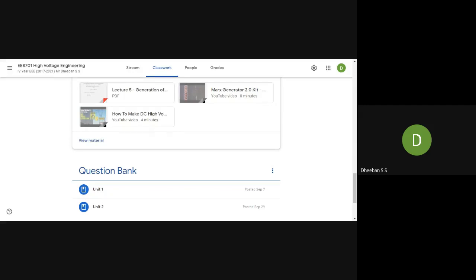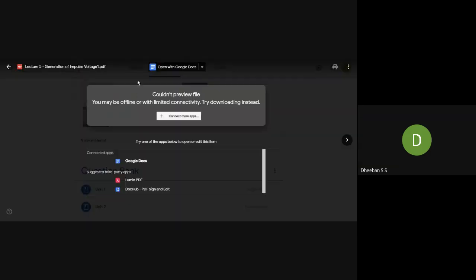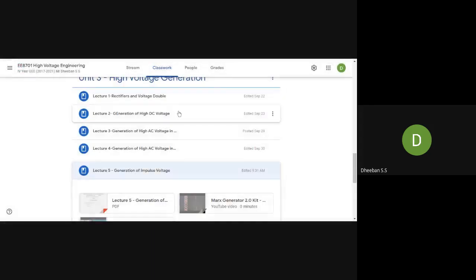Today we'll be seeing about the generation of high impulse voltage. What are the techniques that have been used? Also, we'll be seeing.